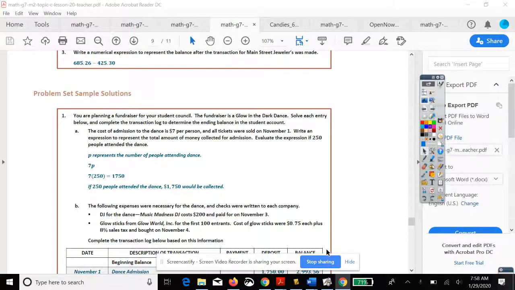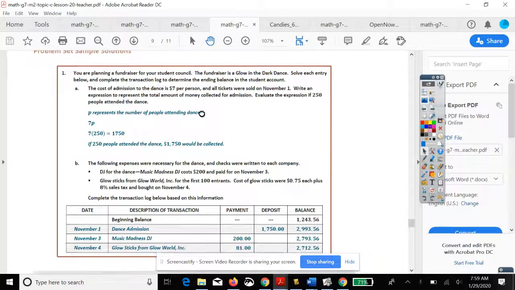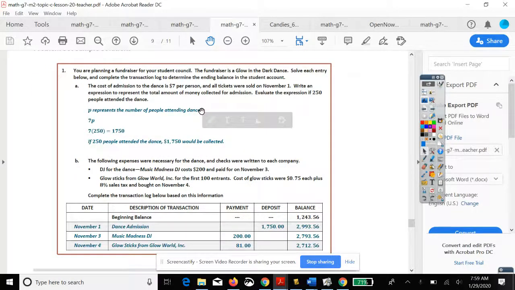Good morning or afternoon. I'm going over the homework again. I'm going to try and do this kind of stuff so you have some help at home or at school if you're doing it. So homework is page 123, lesson 20. Let's do the first problem and see what we can get.